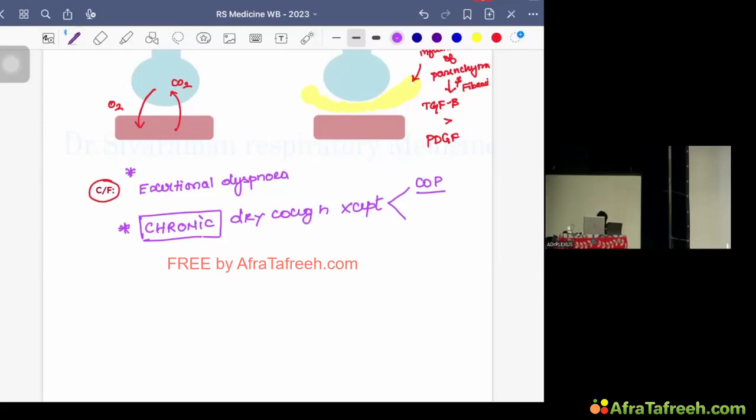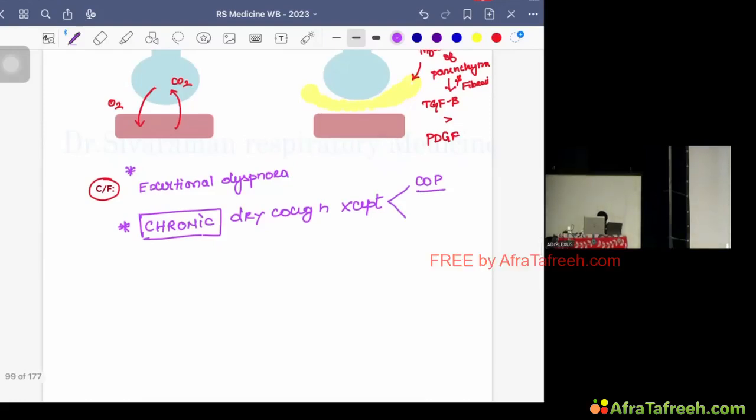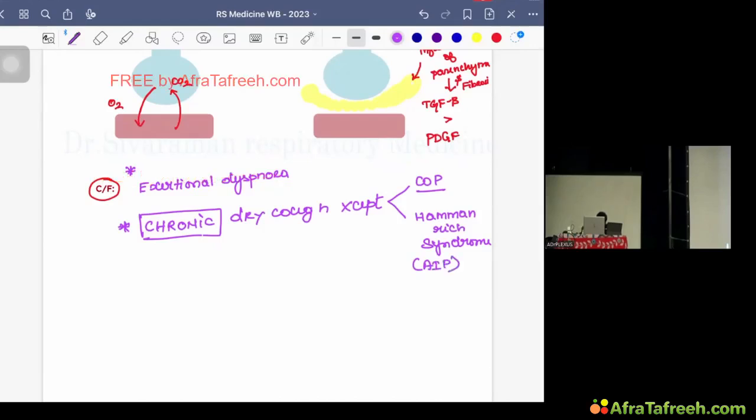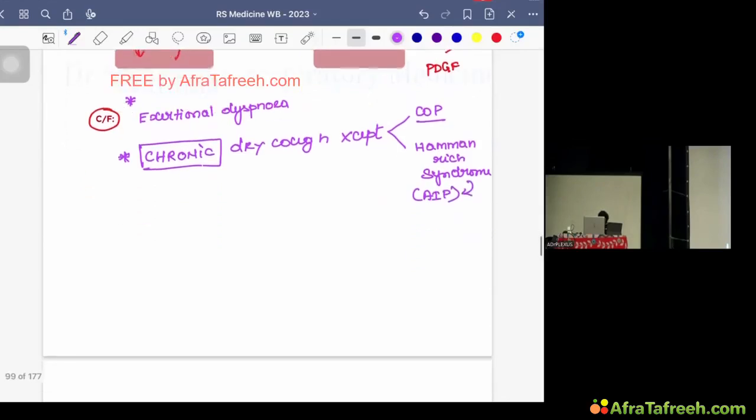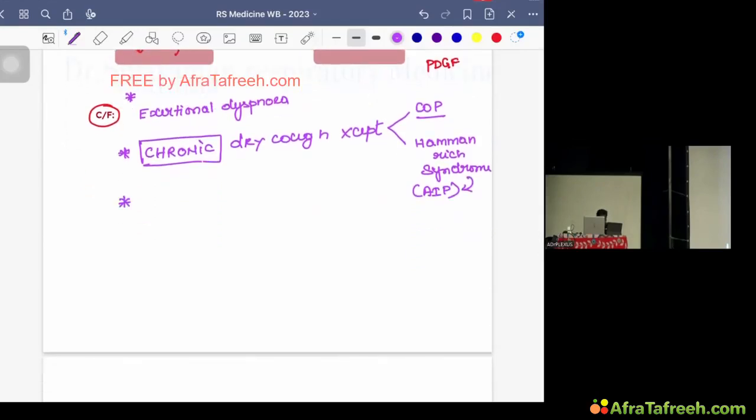And another one is Hamann-Rich syndrome. In these conditions it is going to be acute. Otherwise, it is going to be chronic. Hamann-Rich syndrome is also called AIP; we will see later what AIP is. Then, these patients are going to have dry cough and clubbing.